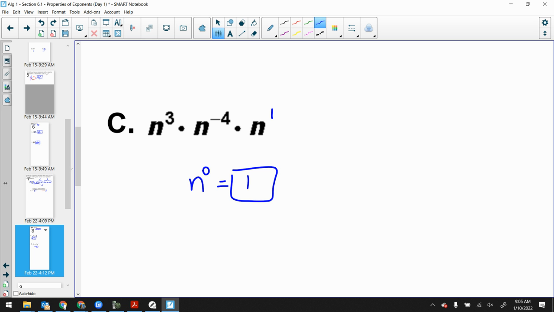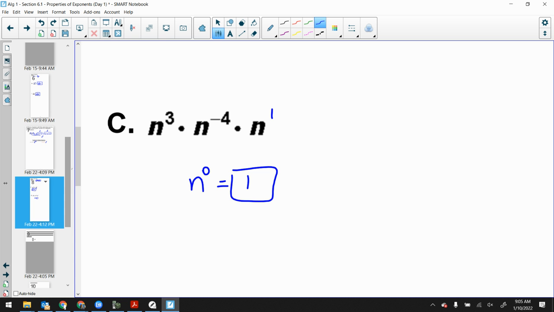Questions about that? Okay. So yeah, again, reduce as much as you can, but if in the end you've got a 0 power or negative power, you've got to work with it. You've got to simplify it.